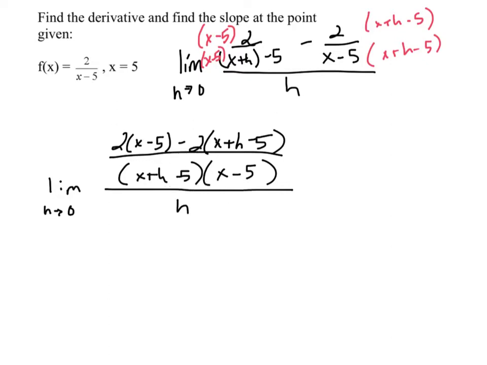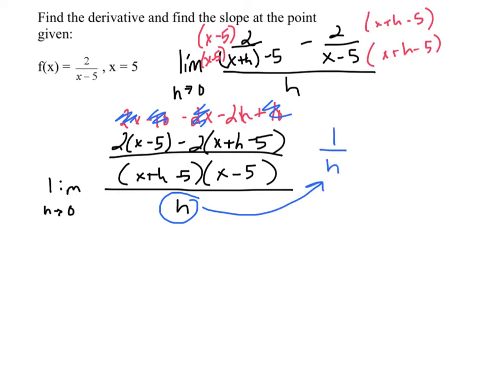Okay, let me just right above here work the problem with getting rid of the parentheses. This becomes 2x minus 10 minus 2x minus 2h plus 10. So the 2x's are gone, the 10's are gone, and I'm left with negative 2h. Now remember, in fractions, instead of being divided by h, we like to multiply by 1 over h. That gets rid of that.